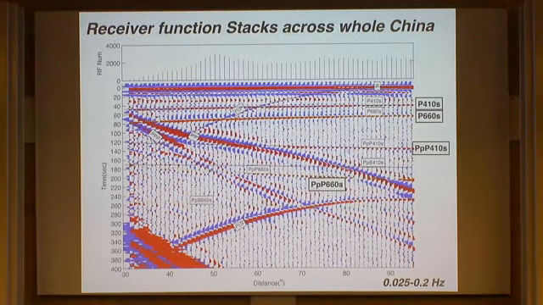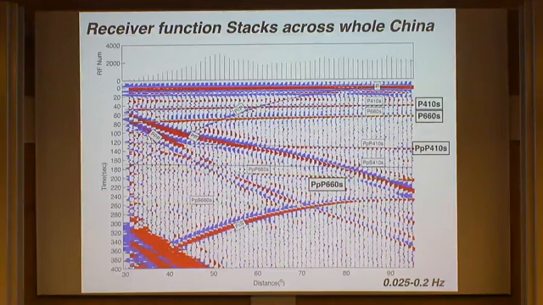So this shows another picture. In this case, we go between 5 seconds and 40 seconds. So you see similar things. They are more coherent, of course, after filtering. Here shows the conversion from the 410, the conversion from the 660, the topside reflection from the 410, and the topside reflection from the 660. So we basically have two pairs of observations for the 410 and 660.